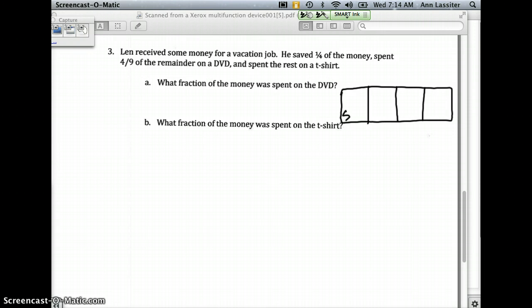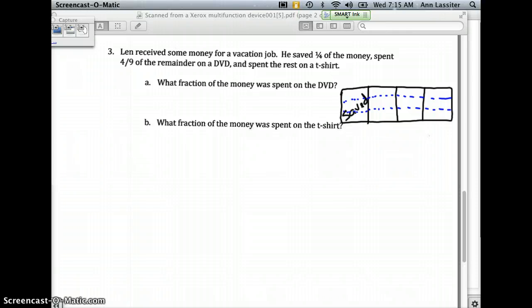So I'm going to write saved. So then there are 3 sections remaining. These 3 sections, they talk about 4/9 of that was on a DVD. So I only have 3 sections, so I'm going to be a little bit creative, and I'm going to split these so that each one is split into 3, so now I have 9 sections. I'm going to also continue these over here. So the original 1/4 is now equal to 3/12.